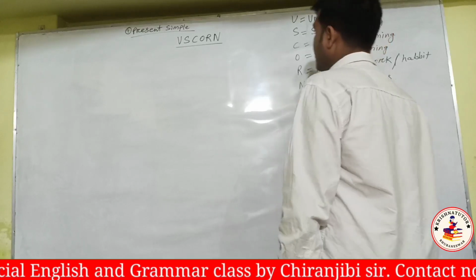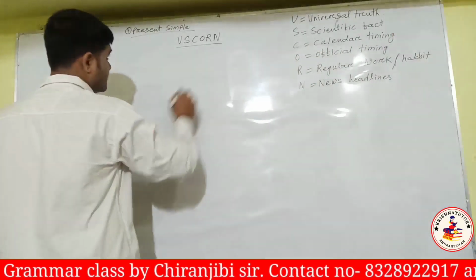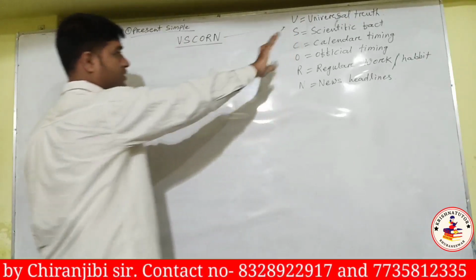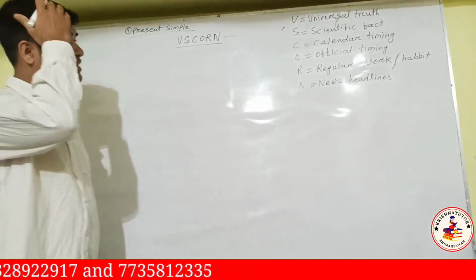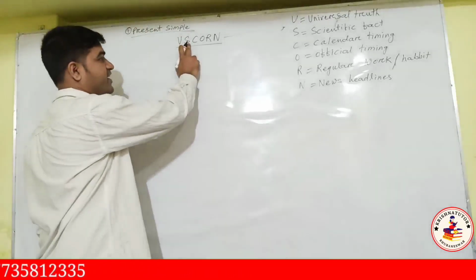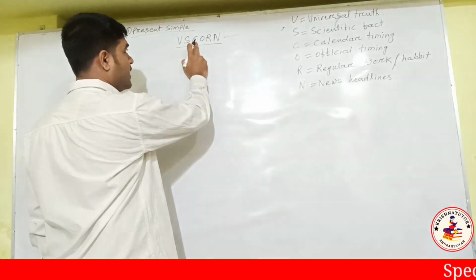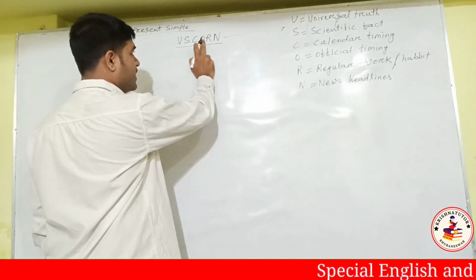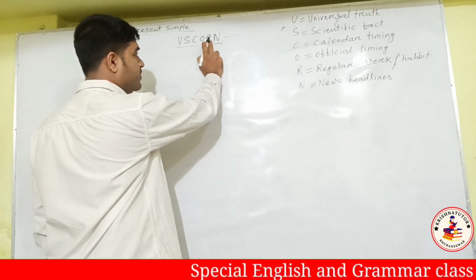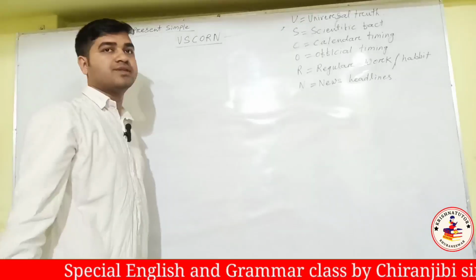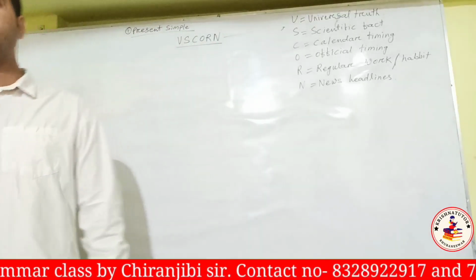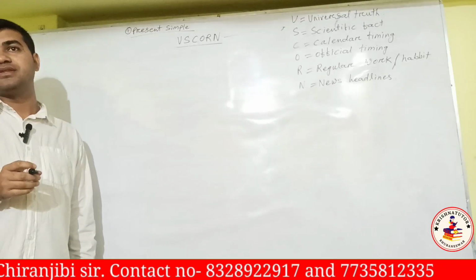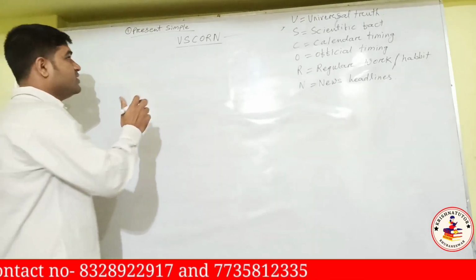USCORN. This is the technique. In these cases, you have to use present simple tense. U for universal truth, S for scientific fact, C for calendar timing, O for official timing, R for regular work or habit, N for news headlines. These are the places you need to use present simple tense. Okay, what is universal truth?